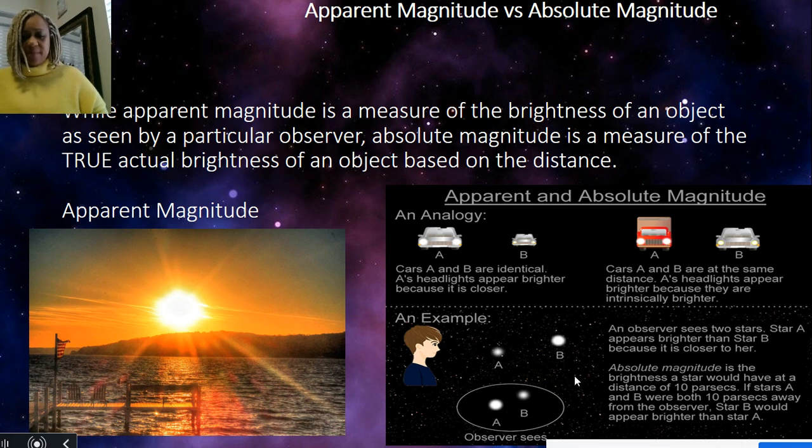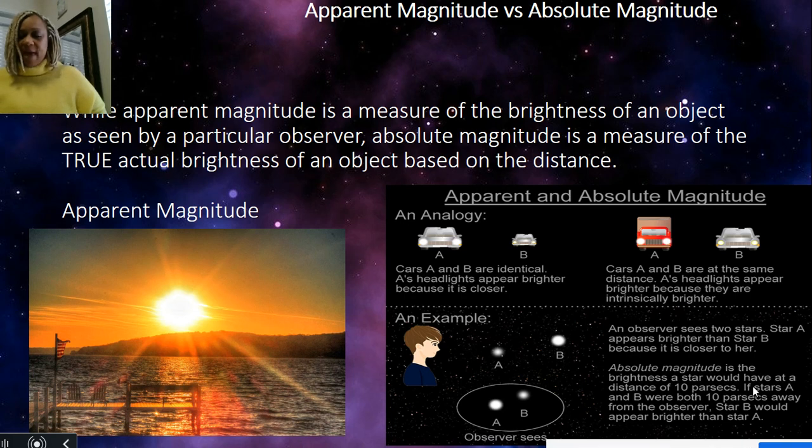And here's another example. You have an observer who sees two stars. Star A appears brighter than star B because it is closer, right? That's like with our sun. It appears brighter to us than the other stars in the sky because the sun is the closest star to Earth. So it shines brighter. It looks way bigger, but not quite.